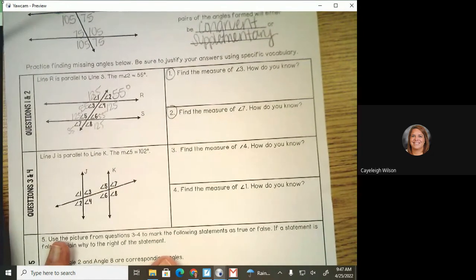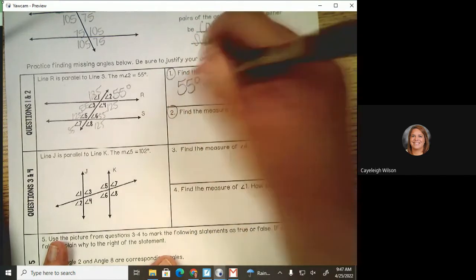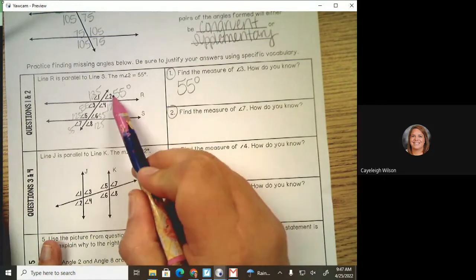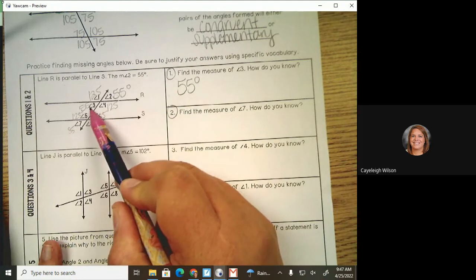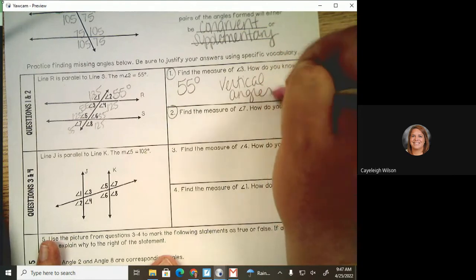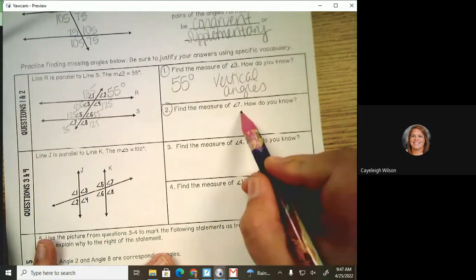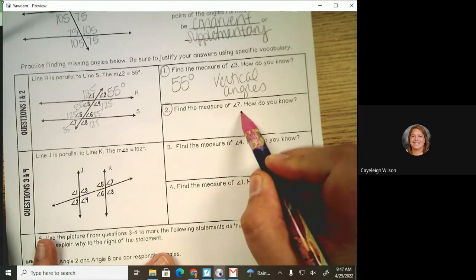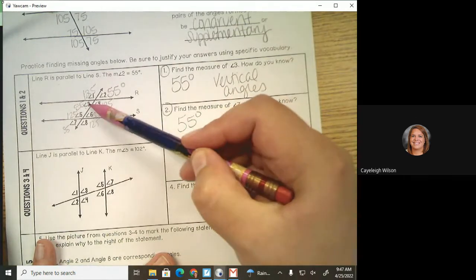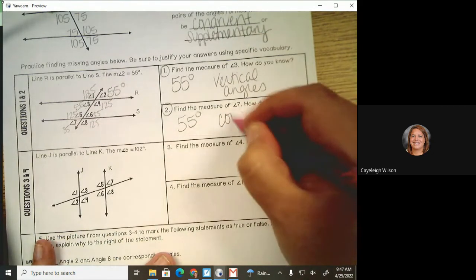All right, it says find the measure of angle 3. What is angle 3? And how did we know that that was 55? Because of which one of those rules? Vertical angles. Because if we knew that angle 2 is 55, we could automatically assume that this one is 55. So they're vertical angles. All right, angle 7. What's the measure of angle 7? 55. And we know that because if this is angle 3, this is angle 7, these are corresponding parts.